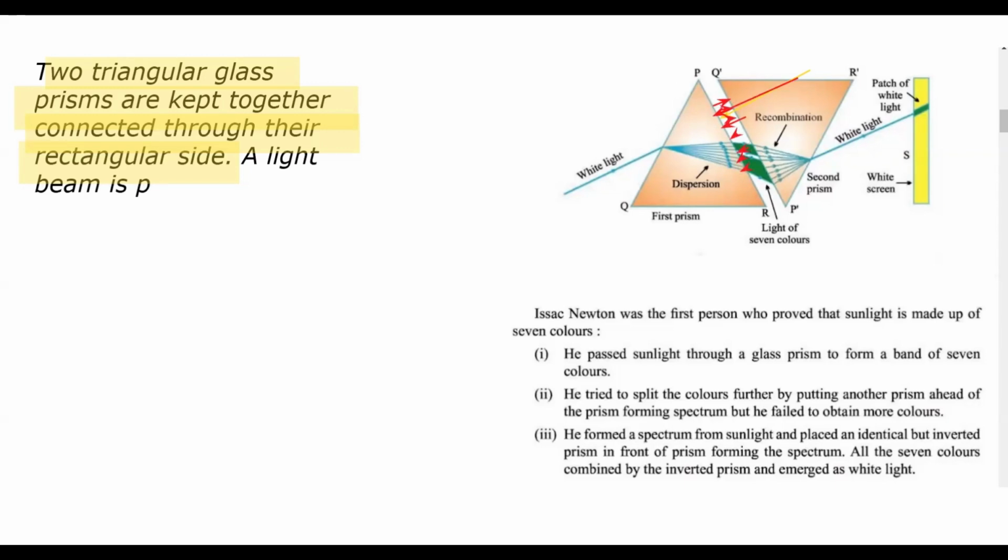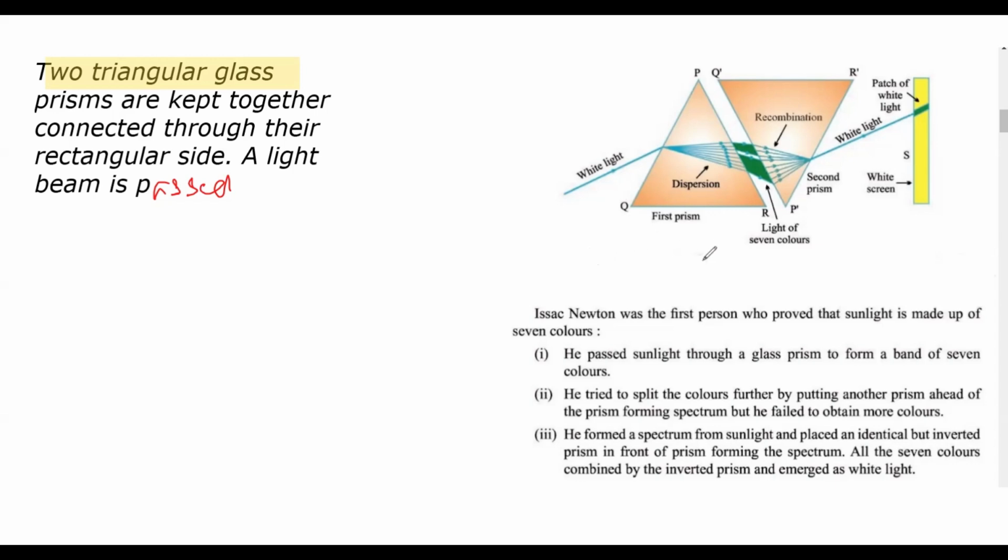So they are connected along the rectangular face, as you can see, and a light beam is passed, right? I forgot to write passed here. This is passed. So what happens after that?